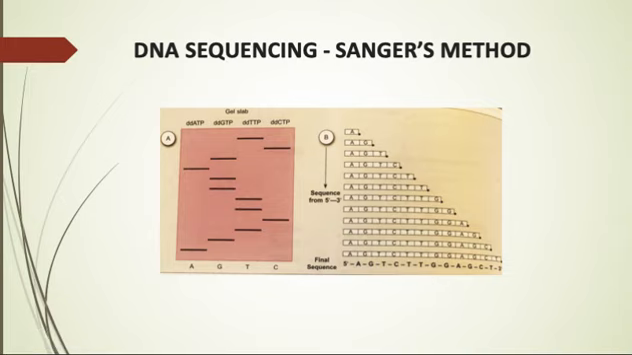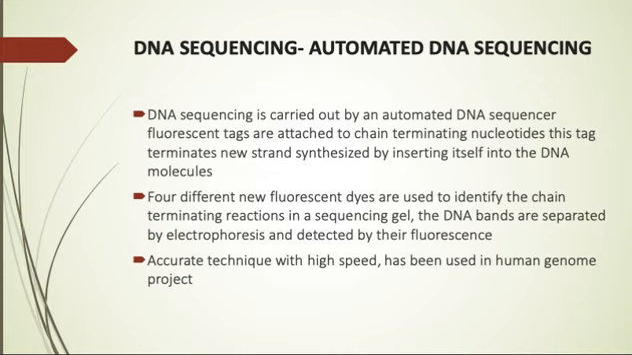Then the last method you have is the automated DNA sequencing. The DNA sequencing is carried out by an automated DNA sequencer. The fluorescent tags are attached to the chain terminating nucleotides. This tag terminates the new strand synthesized by inserting itself into the DNA molecule. So four different fluorescent dyes are used to identify the chain terminating reaction in a sequencing gel. The DNA bands are separated by electrophoresis and detected by their fluorescence.